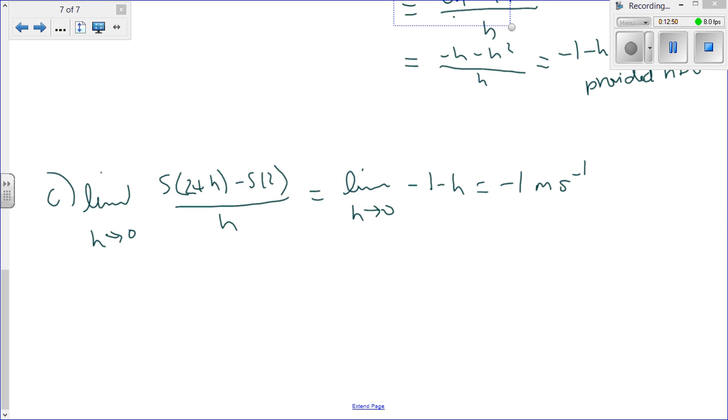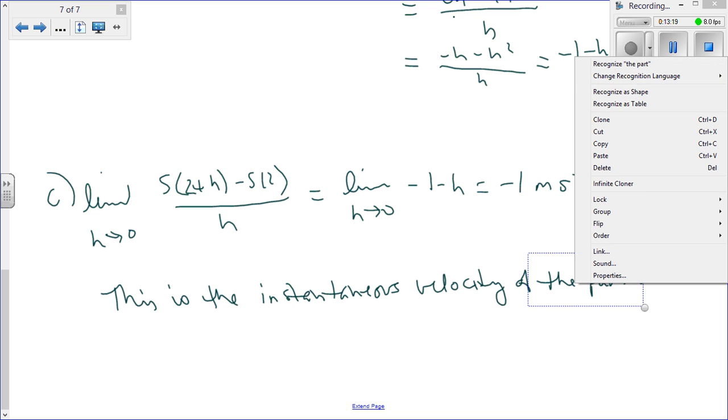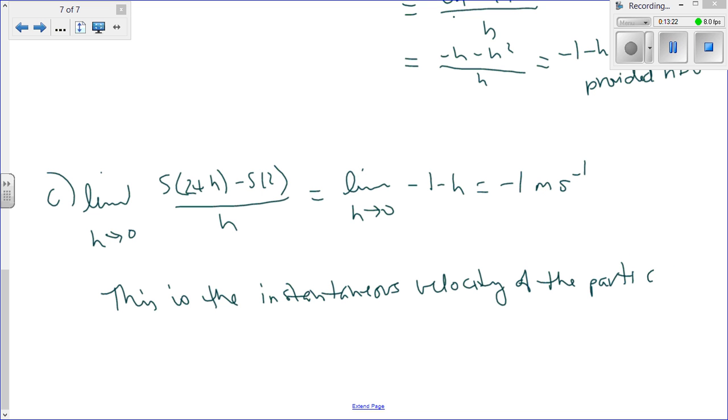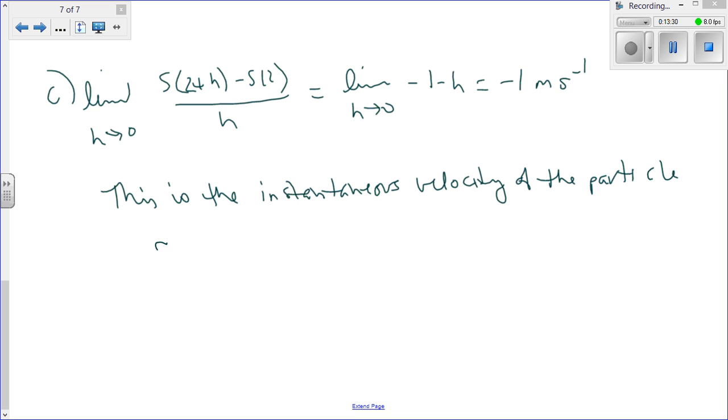And the comment on the significance is this is the instantaneous velocity of the particle at time t equals 2 seconds. And that is it.